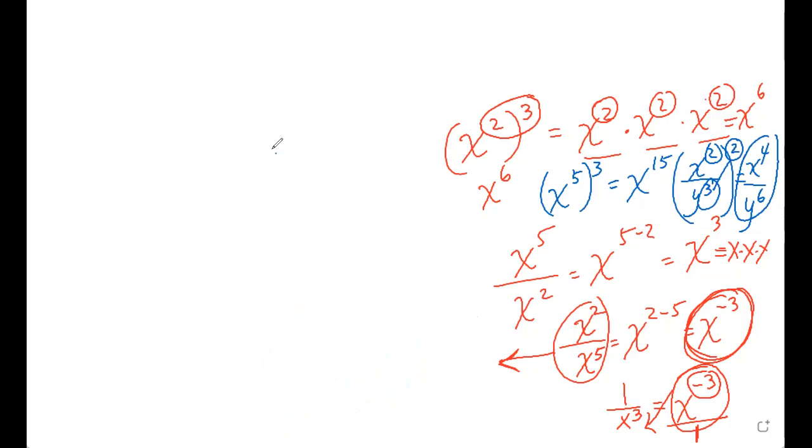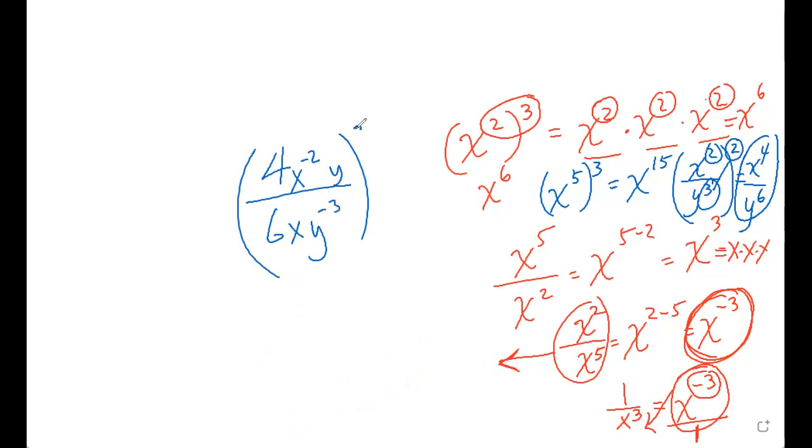if you have, let's say, 4 over 6, x to the minus 2, y to the minus 3, and you're going to square it. Now, again, how do we simplify? We do what's in the parentheses first, and we won't worry about the exponent yet. So dividing 4 by 2 and 6 by 2, you're going to get 2 over 3. That's the simplification of 4 over 6.